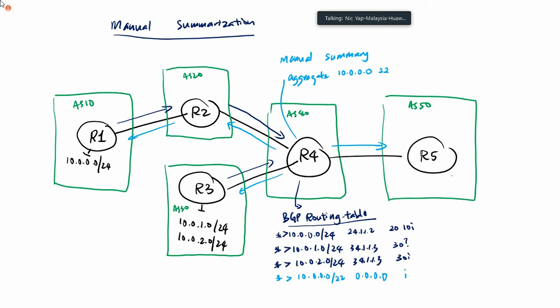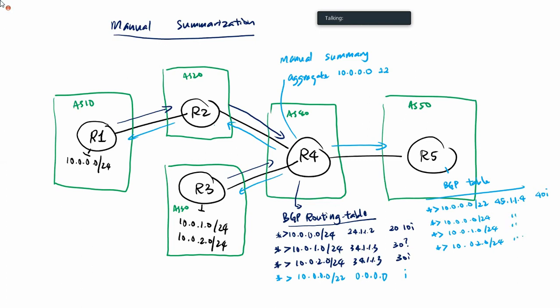So when router 5 receives it, inside the router 5 BGP tables, this is what I get. 10.0.0.0/22, next hop 45.114, and the AS information that I received comes from 40 I. Not only this, I will still receive this information: 10.0.0.0/24, 10.0.1.0/24, 10.0.2.0/24. All come from the same next hop, but different information here.